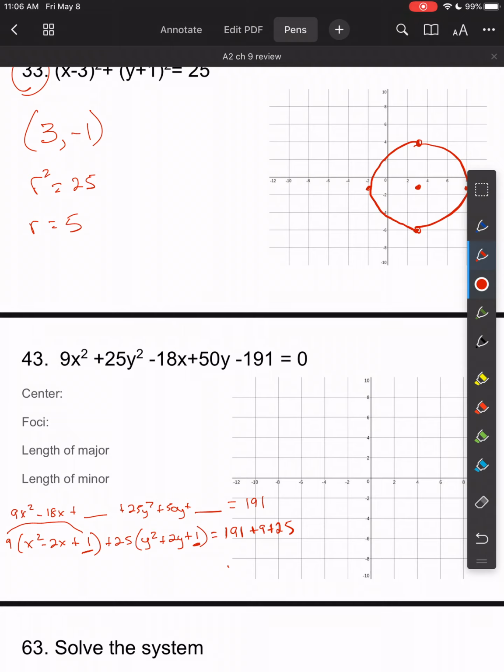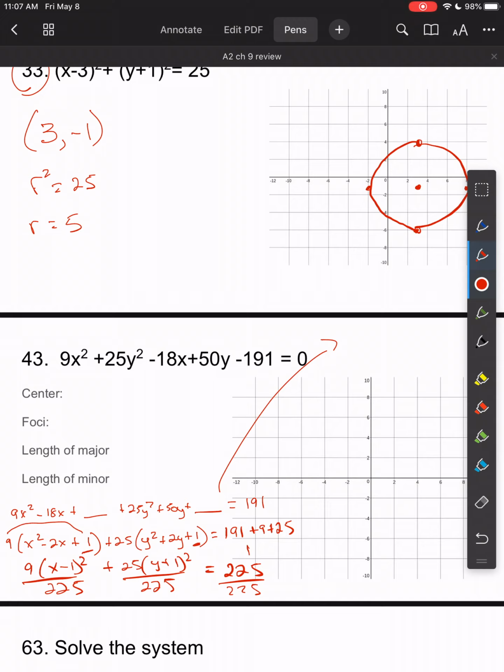So when we do that math there, you should get 225 is equal to, and then let's factor this, 9 times x minus 1 squared plus 25 times y plus 1 squared. Divide everything by 225 because we are talking about an ellipse here, so it has to be equal to 1 in standard form. I'm dividing by 225 because I'm trying to get a 1 here.